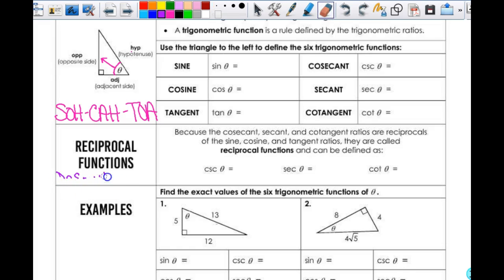So, sine of theta. That's how we read this. Sine of theta. Sine means it is opposite over hypotenuse. That's what this tells me. So, sine is opposite over hypotenuse. Cosine is adjacent over hypotenuse. And tangent is opposite over adjacent.